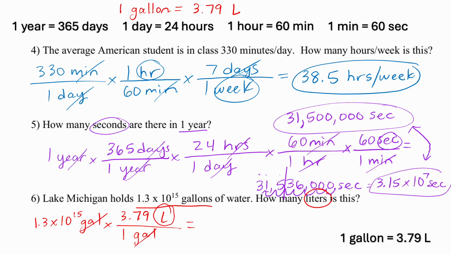Now I can multiply. So first in my calculator, when I do a question like this, I typically forget about the exponent for now. I do 1.3 times 3.79. I end up with 4.93. And now I can just move this towards the end of the problem. So 10 to the 15th. So I have 4.93 times 10 to the 15th liters.